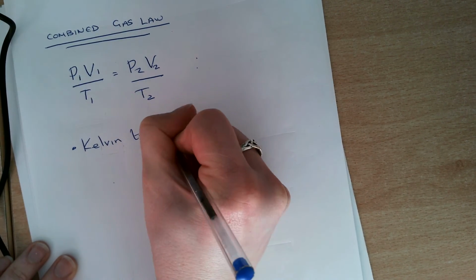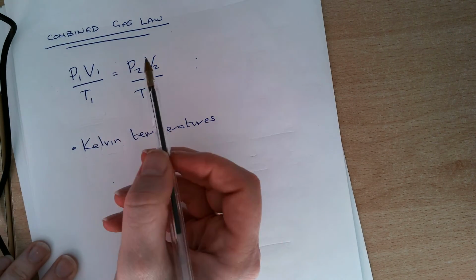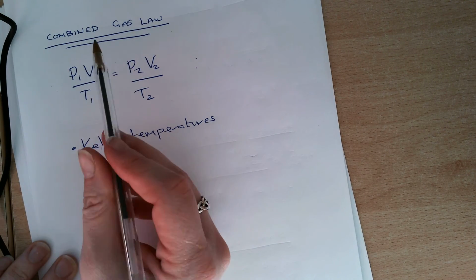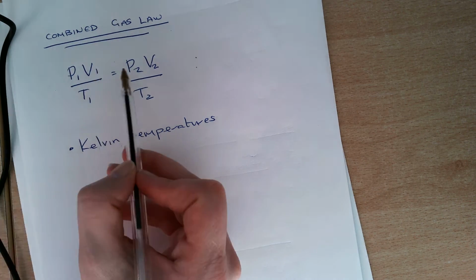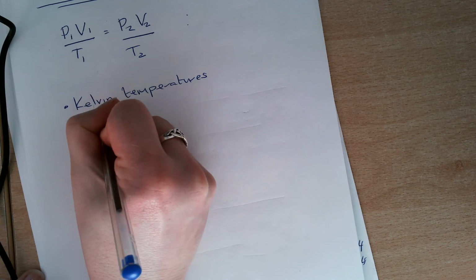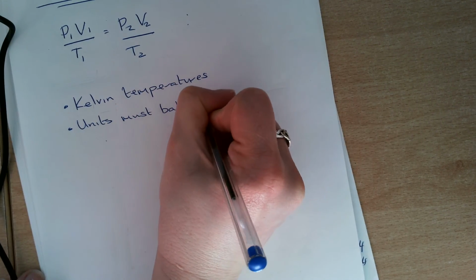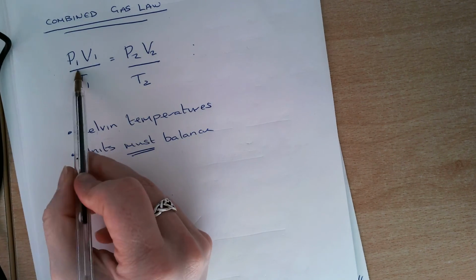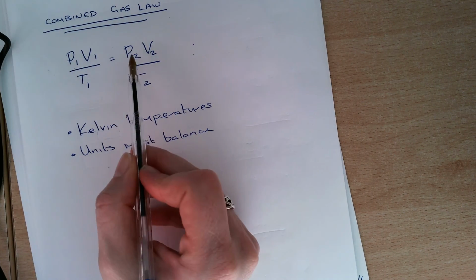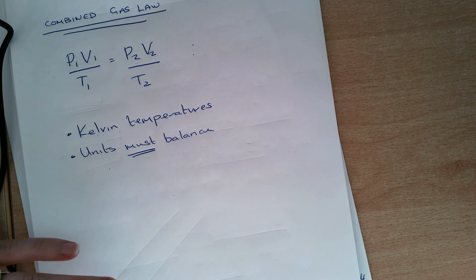And finally then, it doesn't actually matter whether my pressure is in pascals or kilopascals, or my volume is in centimeters cubed or litres. All that needs to happen is that the units must balance. So whatever I have on the left hand side for pressure or volume, I have to have the same for pressure or volume on the right hand side. And I'm going to work through a couple of examples now.